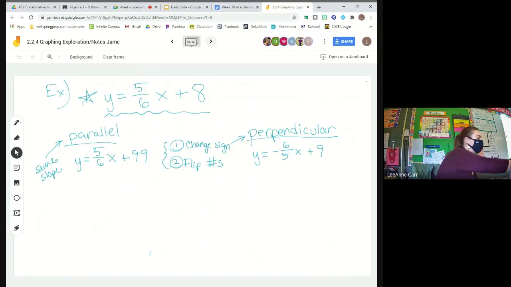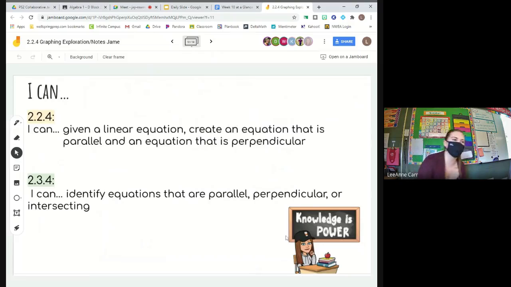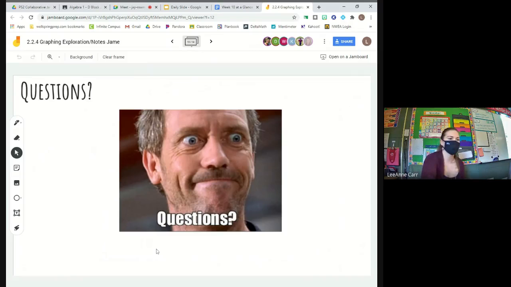All right, what questions do we have over today's lesson? Now we have our I can statement that says I can, given a linear equation, create an equation that is parallel and an equation that is perpendicular. So that's what we worked on today. Are there any questions? Do you guys have any questions?